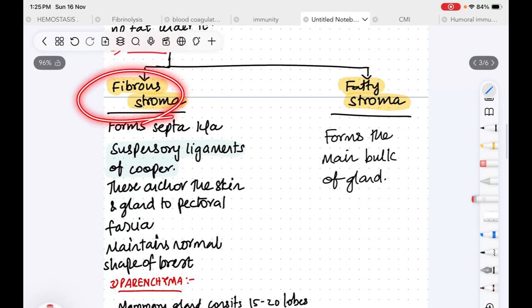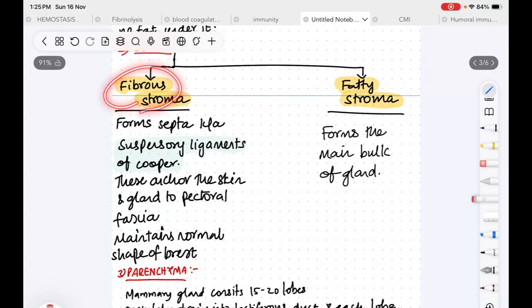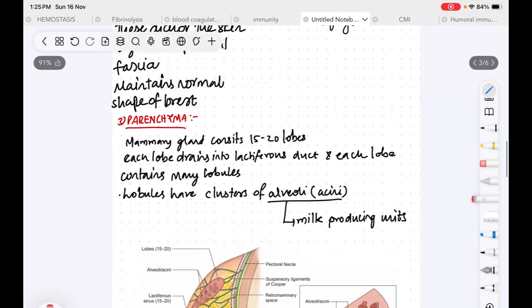Now what is this fatty stroma? It forms the major bulk of the gland. In fibrous stroma, the most important point is the suspensory ligaments of Cooper. They anchor the skin and the pectoral fascia, and they maintain the normal shape of the breast.